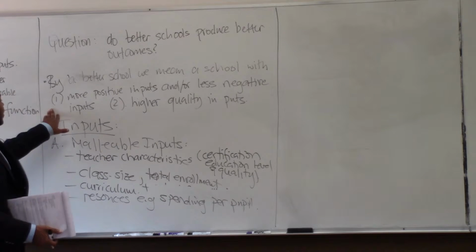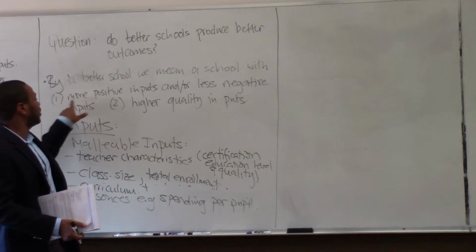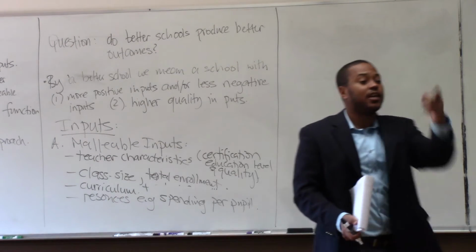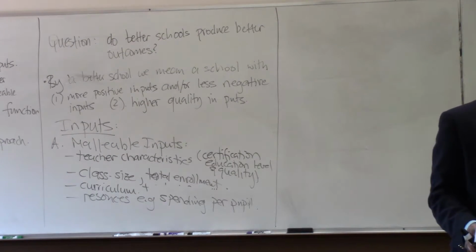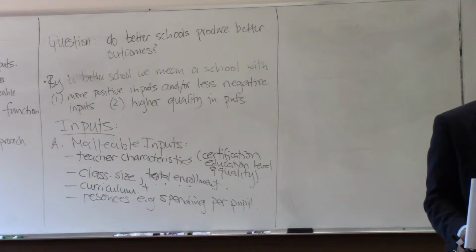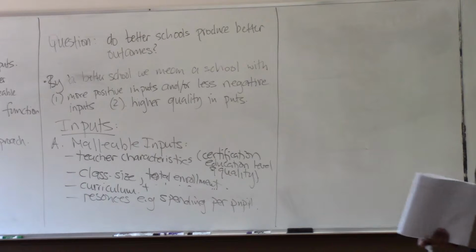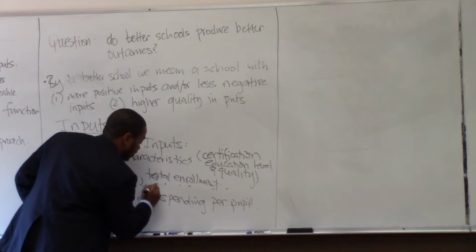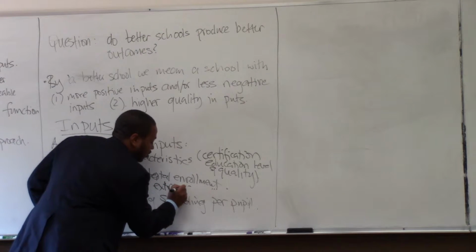What else too? So remember we said that in terms of better school, we're talking about more positive inputs and less negative inputs. I remember the example that I used here. I was just gonna say, like extracurricular activities. Okay, so we can put curriculum plus extracurricular activities.